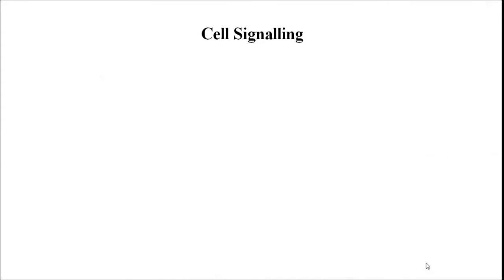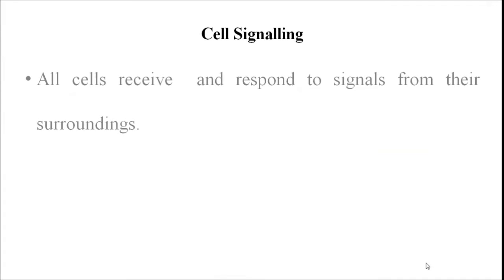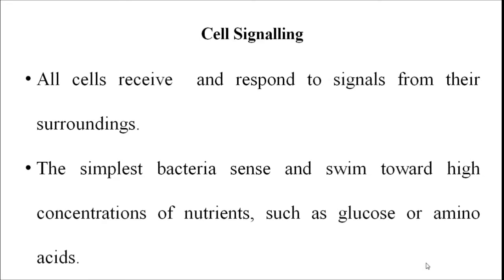Cell signaling, as you know: all cells receive signals and can produce an appropriate response to the signal which they receive from their surroundings. The best example of cell signaling is bacteria. These bacteria can sense and swim towards a high concentration of nutrients, for example a high concentration of glucose or amino acids.